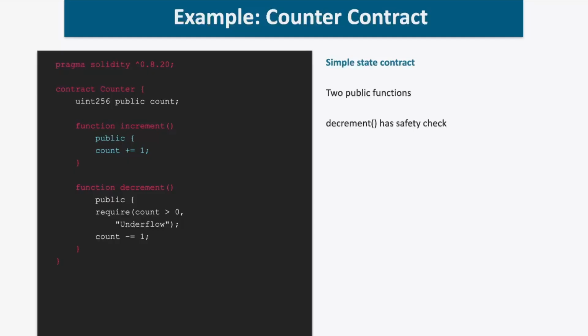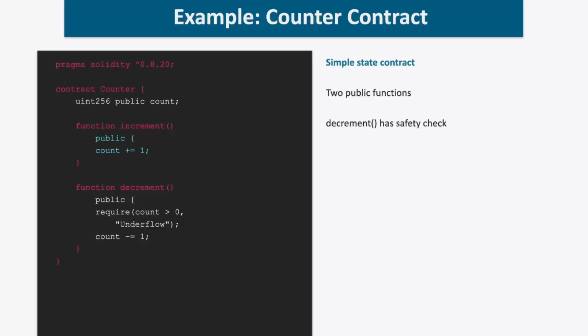Here is a counter contract. The uint256 public count is a state variable that is initialized to 0. We have the increment function, which adds 1 to count, and a decrement function, which subtracts 1, but only if the count is greater than 0. This check prevents underflow, a bug where count goes negative.